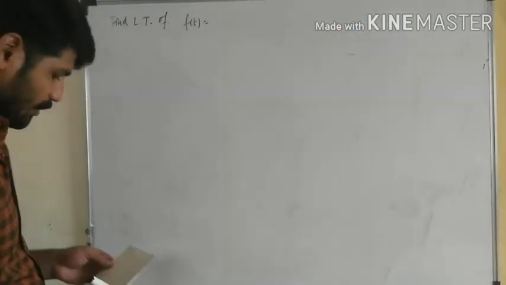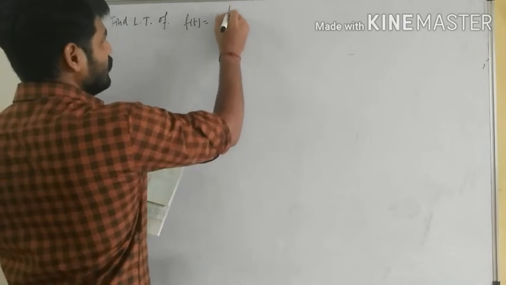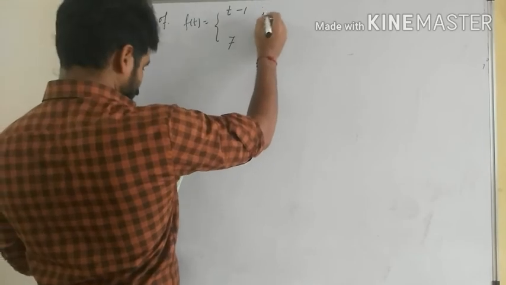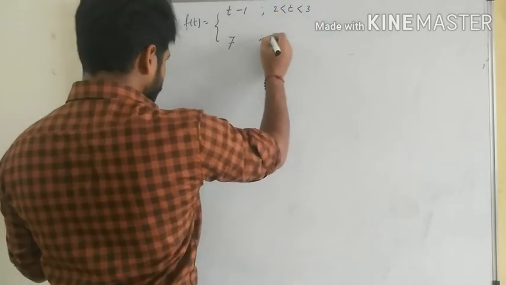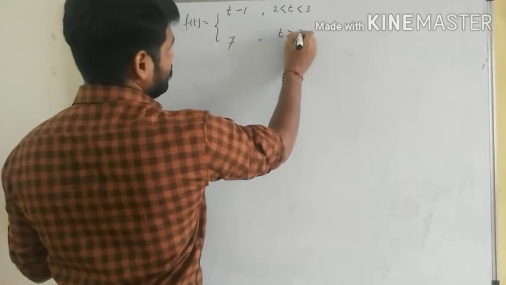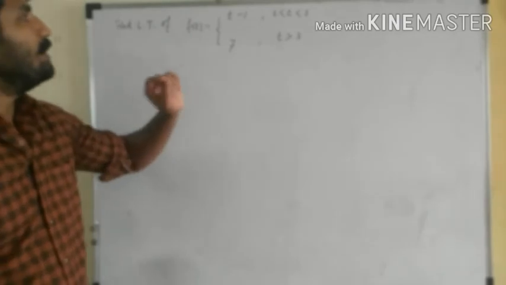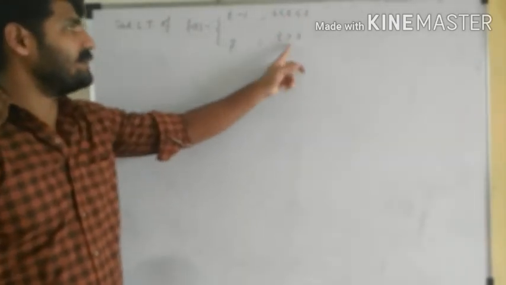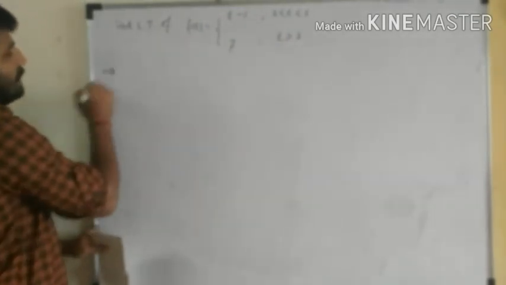See, next problem. Find the Laplace transform of f of t is equal to t minus 1 when 2 is less than t is less than 3, and 7 when t is greater than 3. So again this is a discontinuous function. The function is defined in two intervals, 2 to 3 the first and greater than 3 the second interval. Okay, so see how to find the Laplace transform.